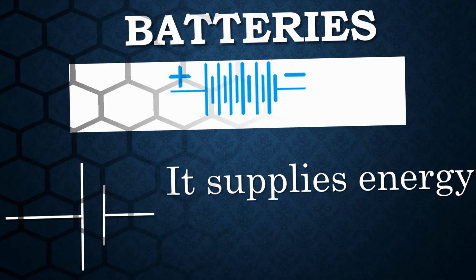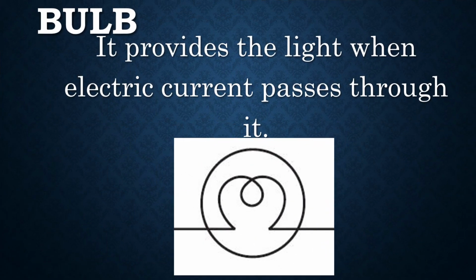Next, bulb. A bulb provides light when electric current passes through it. So this is the symbol of a light bulb. A light bulb produces light with a filament wire heated to a high temperature by an electric current passing through it until it glows.